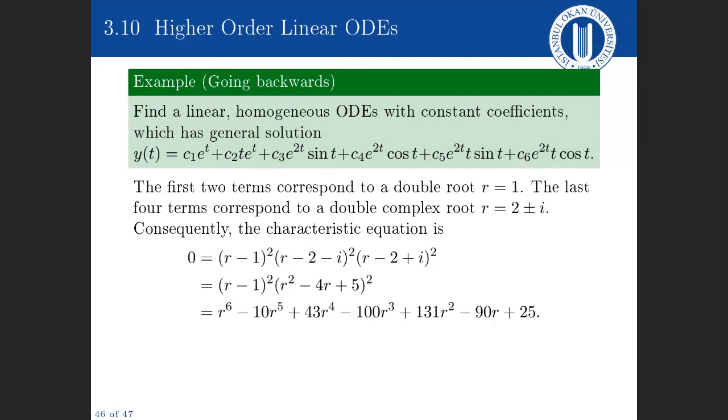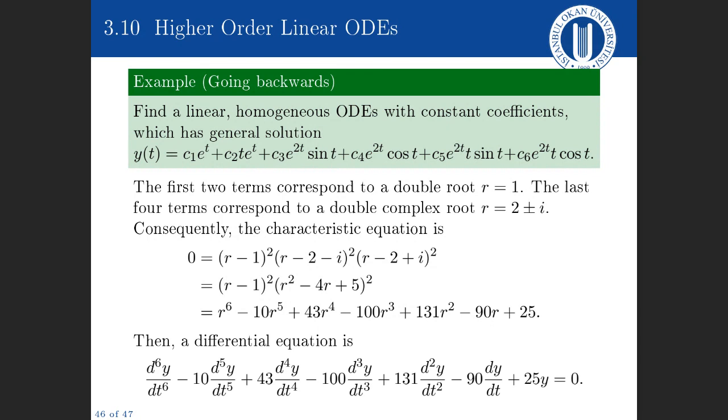We need to write down a linear homogeneous differential equation which has this characteristic equation. But now that's easy. Instead of r to the power 6, we'll just have 6 derivatives of y. Instead of r to the power 5, we'll just have 5 derivatives of y. This is a differential equation which has the general solution given in the example.